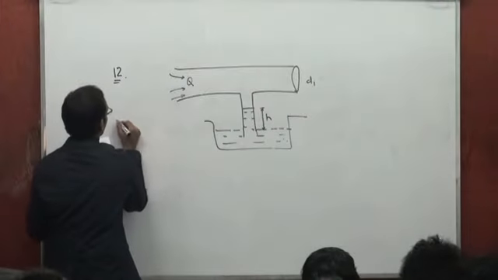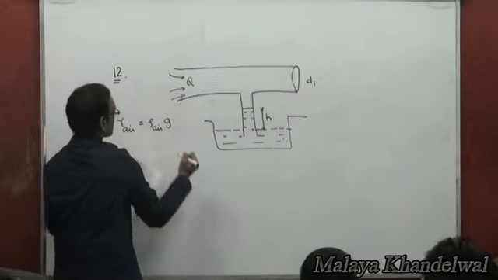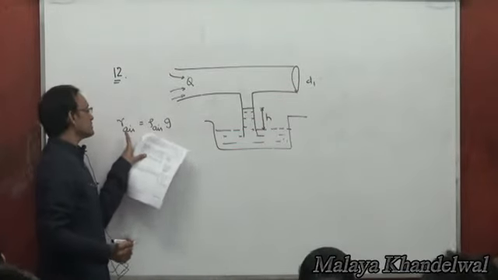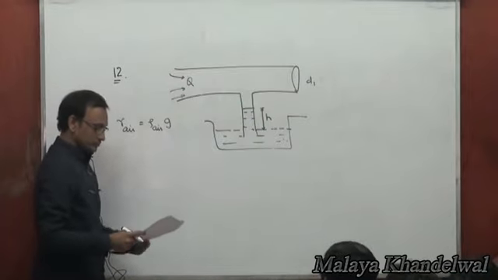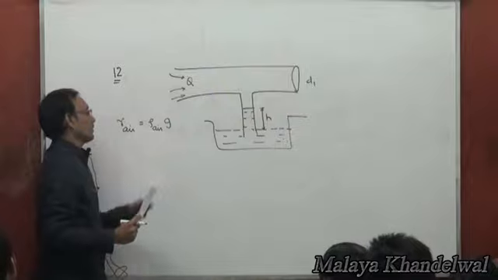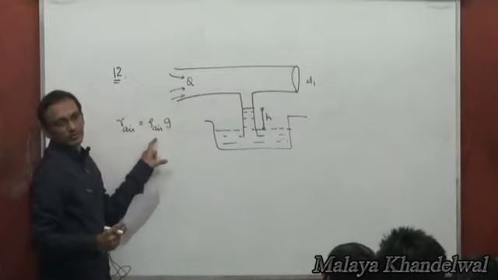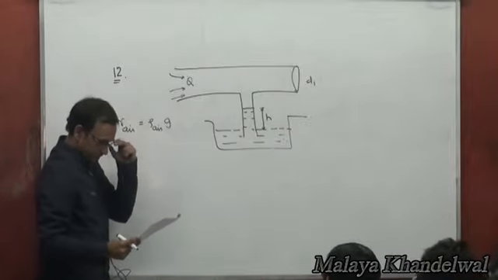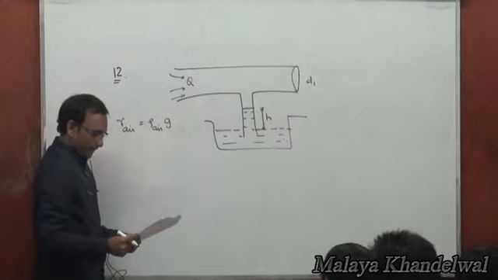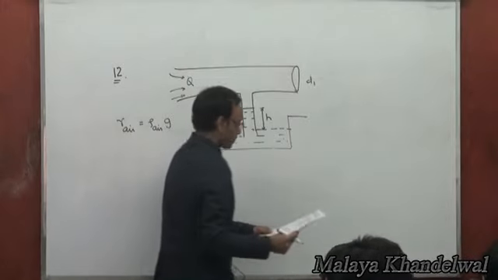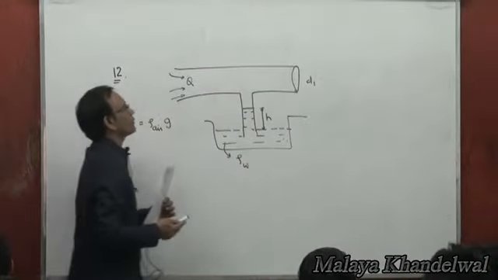Specific weight, gamma of air, means rho of air into g. That's what it means. Kilograms per cubic meter into g will give you newtons per cubic meter, right? Let's say the density of water is rho W.